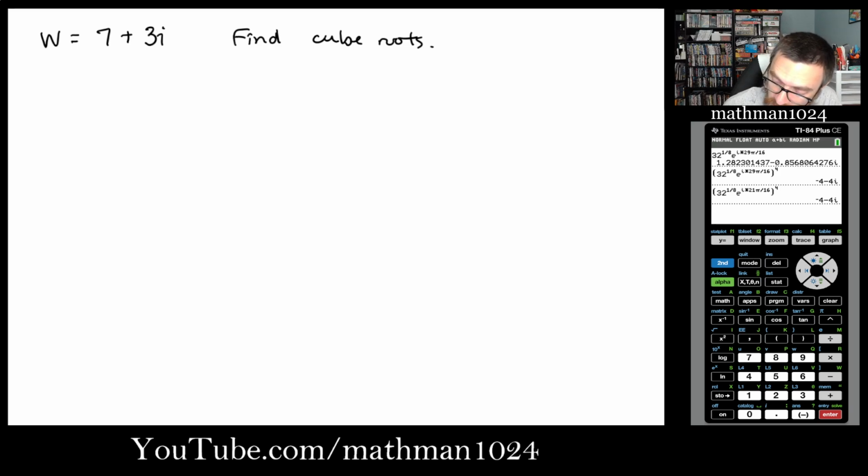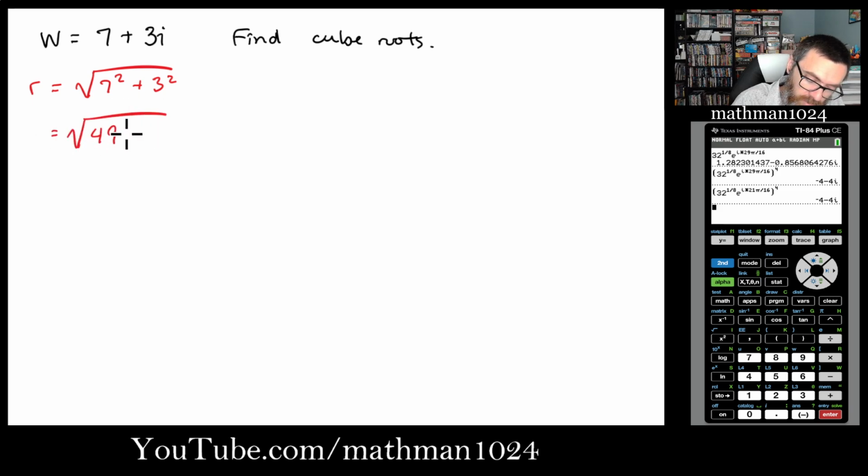Well, first, we need to find r. So r is going to be the square root of 7 squared plus 3 squared. So 49 plus 9 is the square root of 58. Simplify if you can, but you won't be able to, so we're just going to leave it as it is.